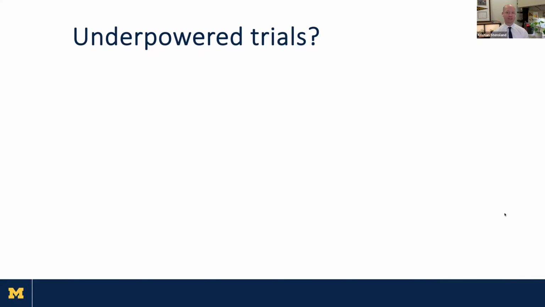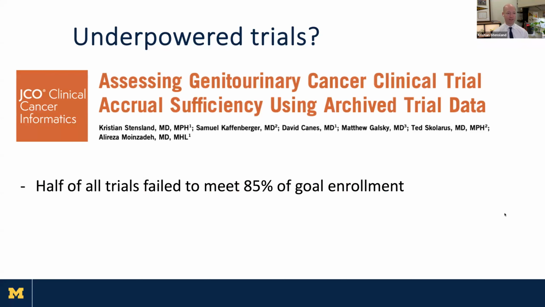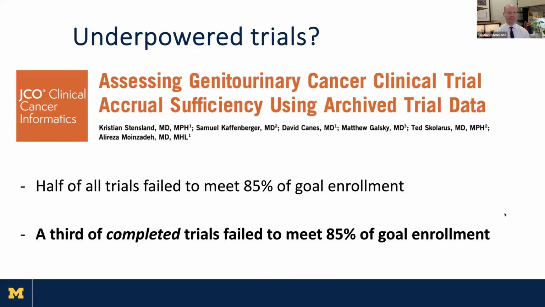These problems with enrollment can extend to trials themselves, even when they're considered completed, as they may not ultimately reach their enrollment goals. We've previously looked at this within urologic oncology trials. We found that half of all trials failed to meet about 85% of their goal enrollment, which is considered sufficient enrollment by prior literature. And even a third of completed trials failed to meet 85% of their goal enrollment. And this sort of makes me think two things. Either one, these trials are insufficiently powered, or two, we're doing a terrible job of estimating how many patients we're going to need to adequately power and answer the trial question.